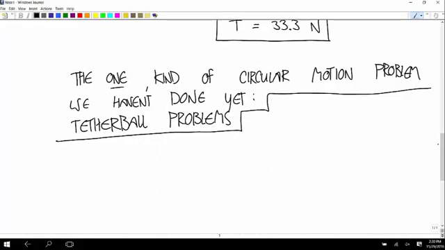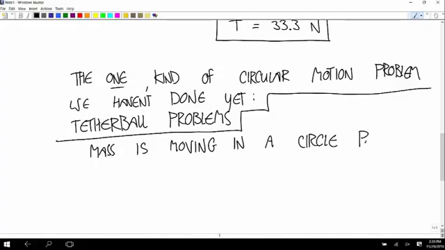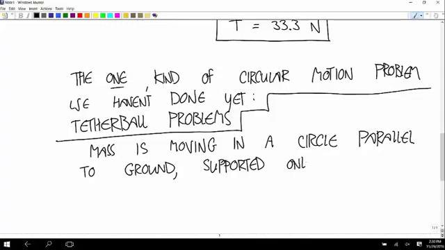And a tetherball problem is one where a mass is moving in a circle that's parallel to the ground, and it's supported only by some kind of cable. Okay, so it's spinning around in a circle that's parallel to the floor. And the only thing supporting it, it can't be like rolling on the ground or anything. It's just hanging from a cable as it goes.